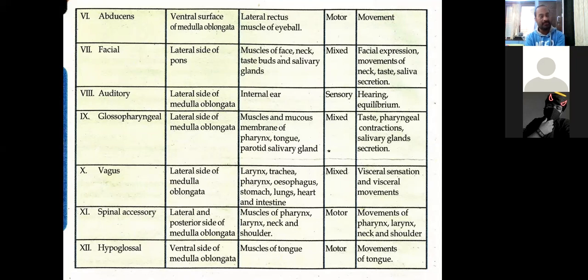Then the eighth one is auditory. Now auditory, audition. Yeah, it is the auditory. It is arising from the lateral side of the medulla oblongata.